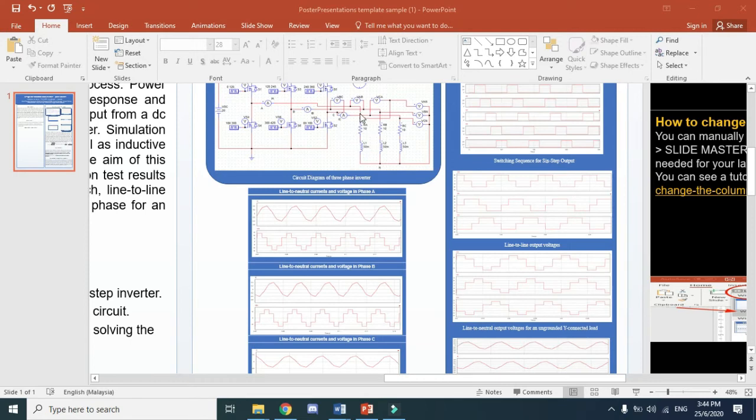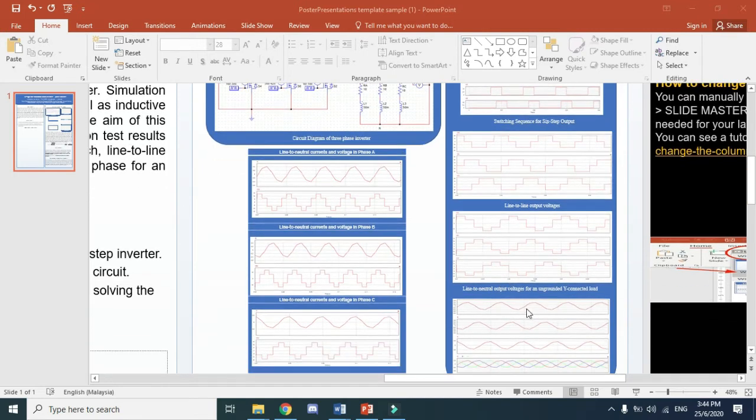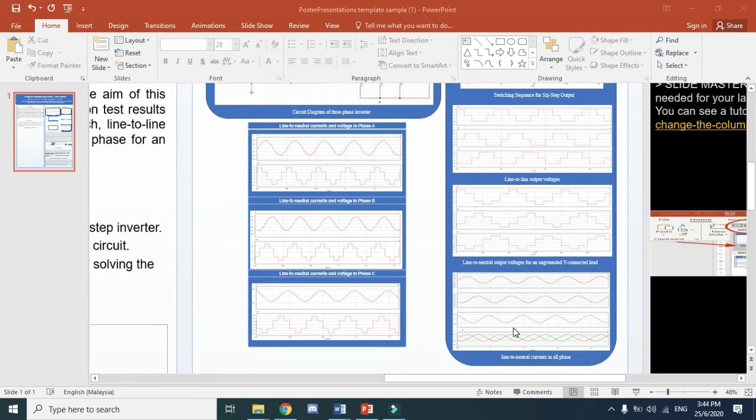This is VAN, VBN, and this is VCN. Next, the output waveform for line to neutral currents in all phases. This is the output current waveform for IA, IB, and IC, and this is the combination of the three output current waveforms.